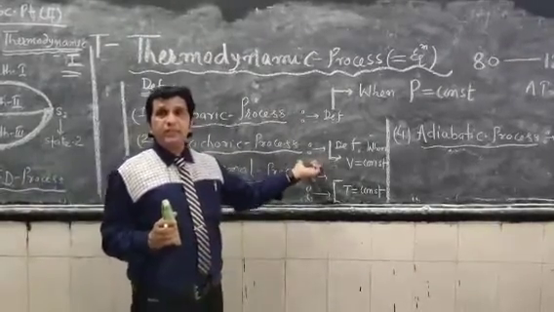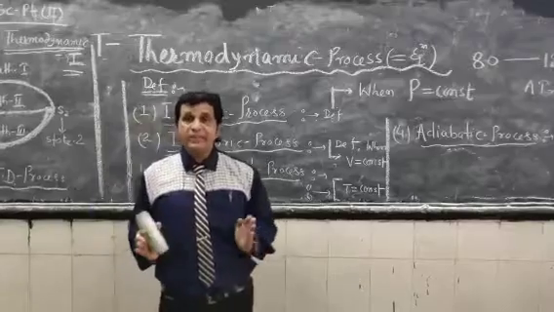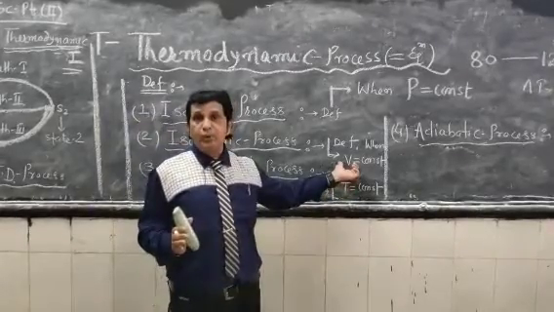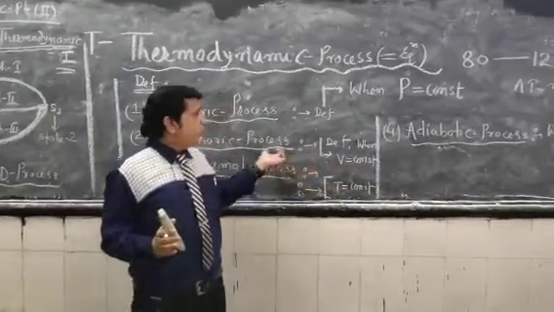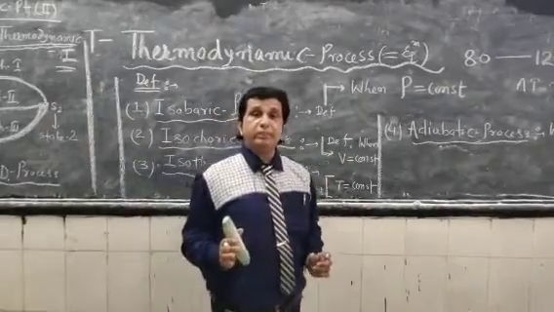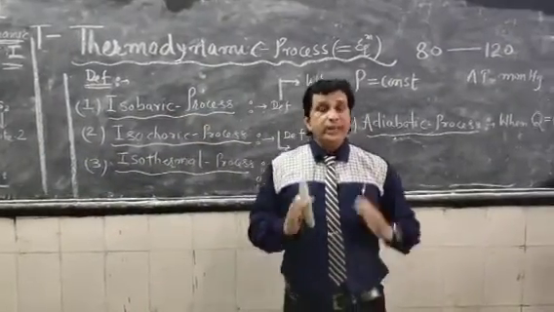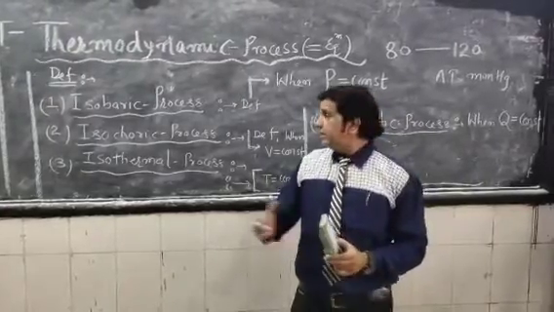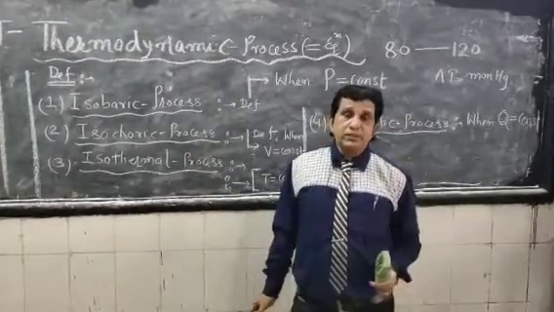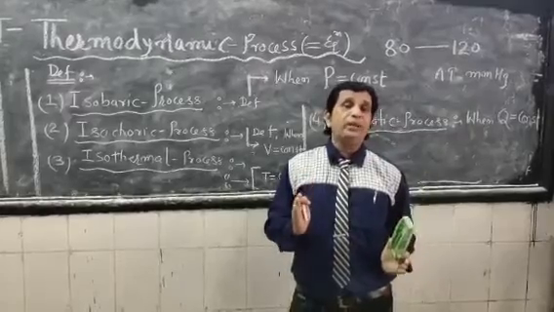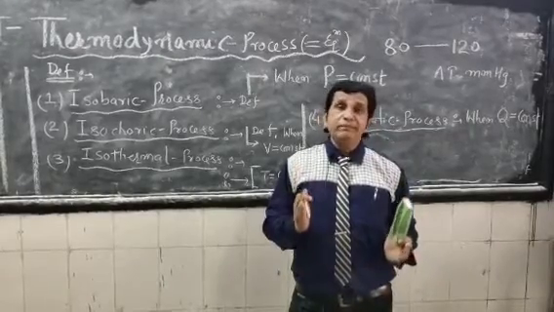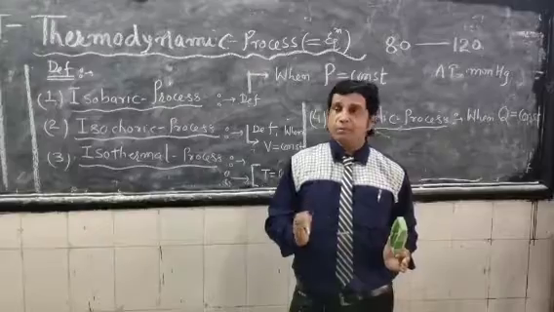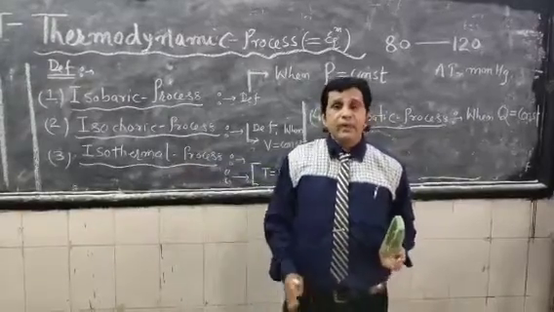Second one is the isochoric process. The isochoric process is the process which occurs at constant volume. In an isochoric process, the volume always remains constant. It can be explained: how does this isochoric process play an important role thermodynamically? I am giving you an important example of an isochoric process.